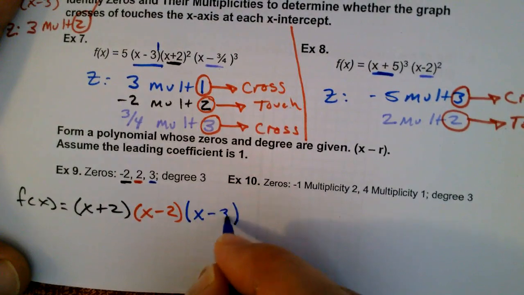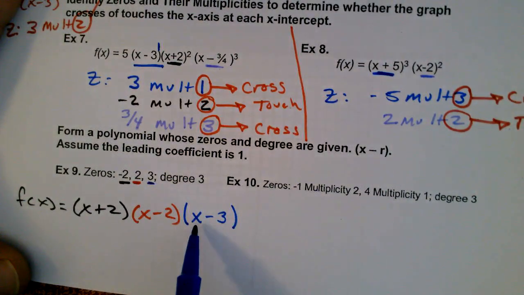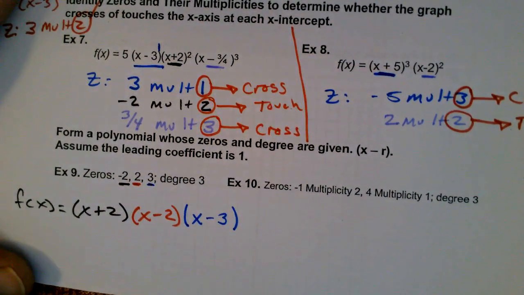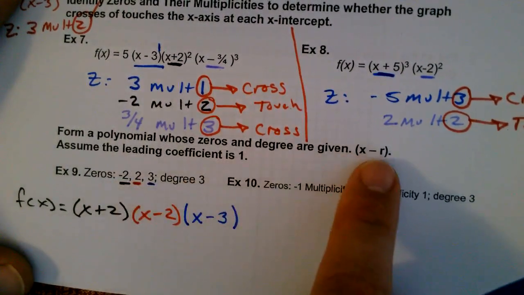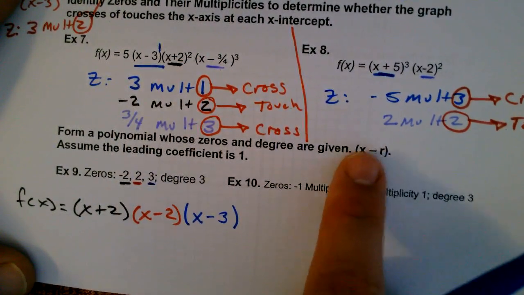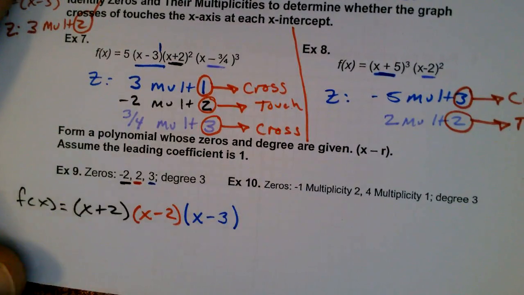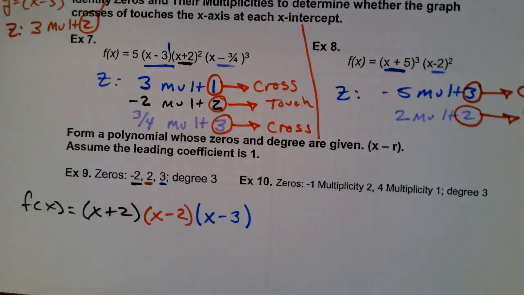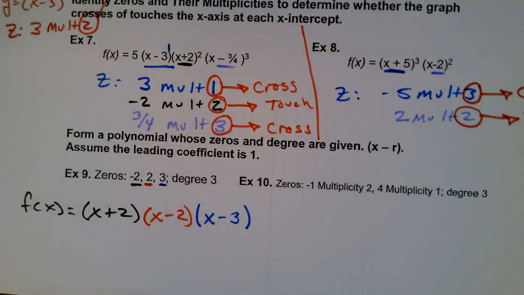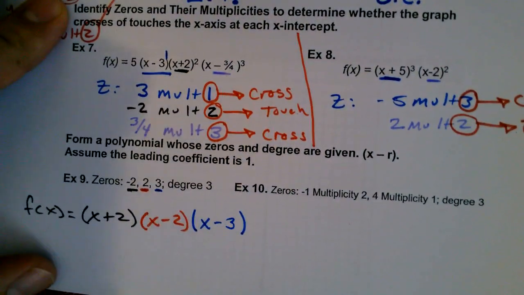That's -3. So it's opposite of what you see. So when you plug it in, 3 minus 3 is 0. The idea is you're taking this -2 and plugging it into this x minus r. So x minus a -2 is plus 2.